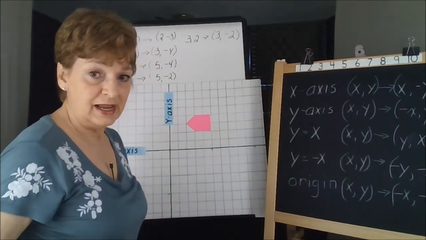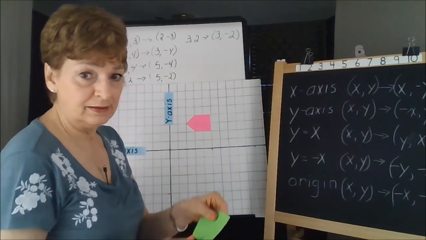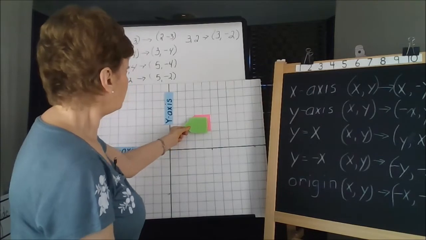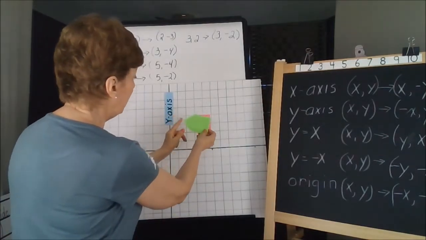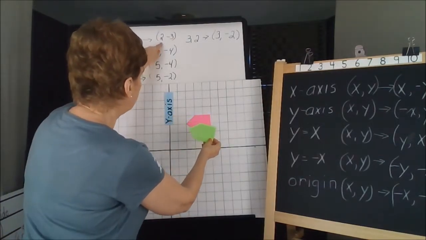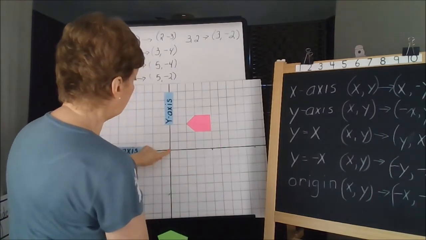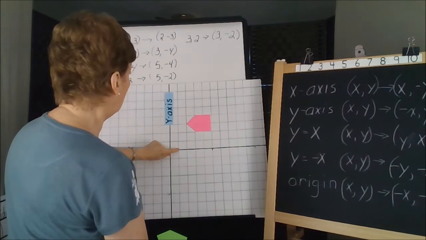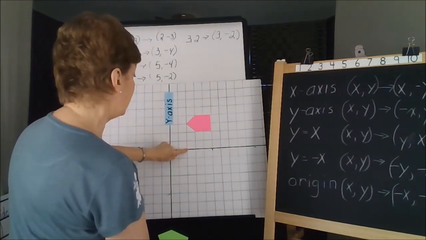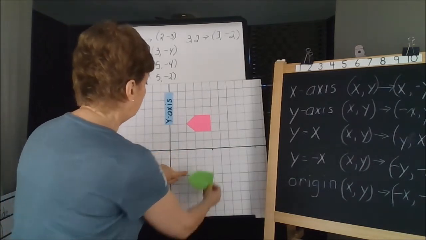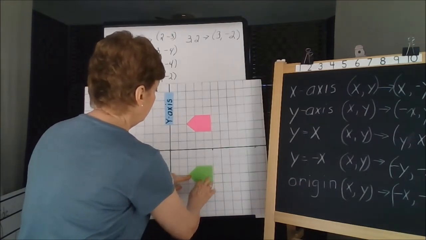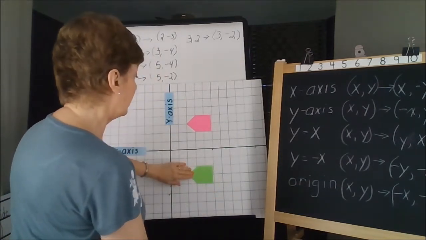So I'm going to take another pentagon. Okay, so this is the same as the pink one, and put the point at 2, negative 3. So I'm going to count here from my origin. That's where the x and the y-axis cross. 1, 2, and then down 3. 1, 2, 3. And then check my other points.